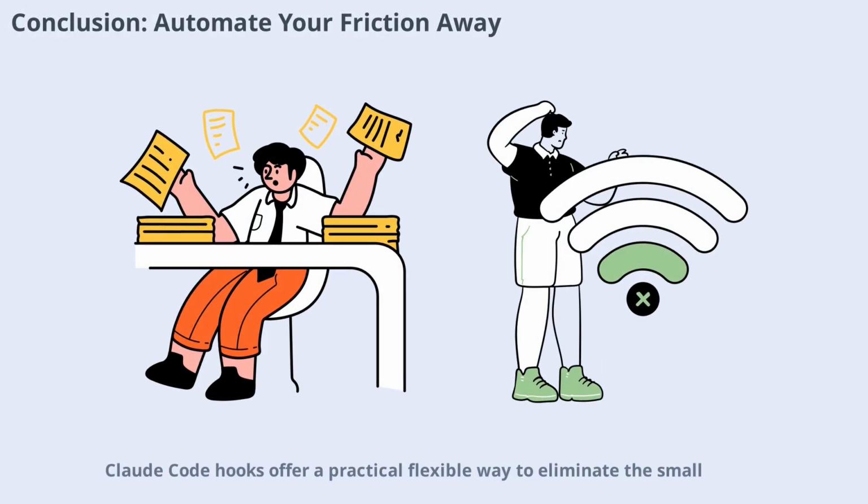Claude Code Hooks offer a practical, flexible way to eliminate the small but persistent sources of developer friction. By automating approvals, formatting, context, testing, and more, you can reclaim your focus and enjoy a smoother, more productive coding experience. Start with one hook, feel the difference, and let automation become your silent teammate. Your future self and your team will thank you.